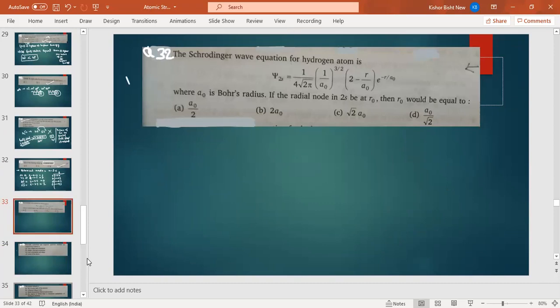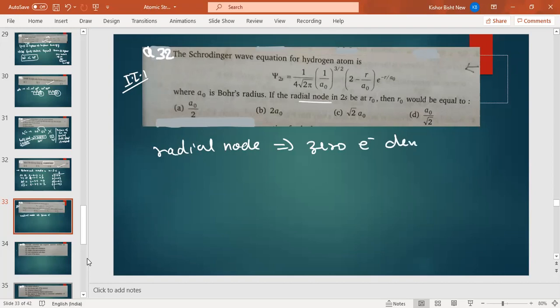This is the most important for IITs. One or two times I think it is asked in IIT. Okay, what is the meaning of the radial node here? The radial node means the zero electron density region. It means psi of 2s is equal to 0. So then you put the value 0, psi of 2s equal to 0, here.